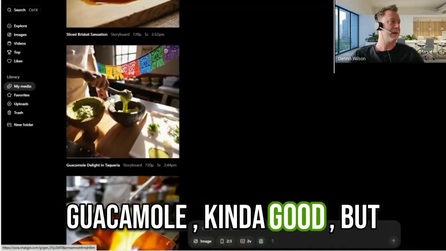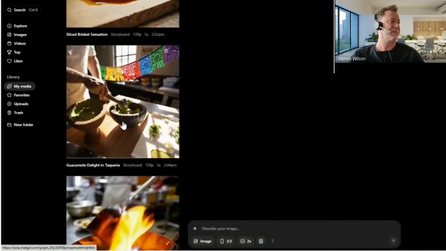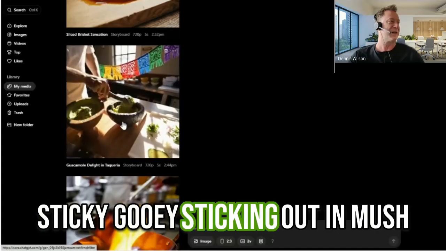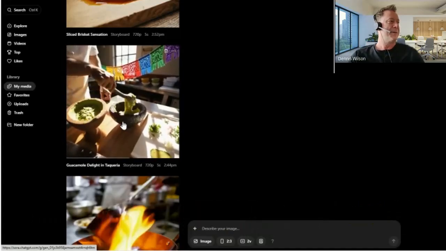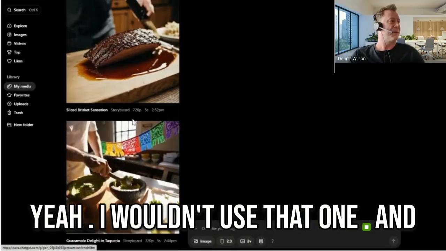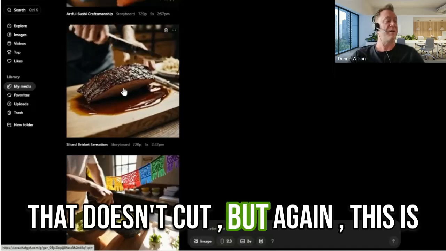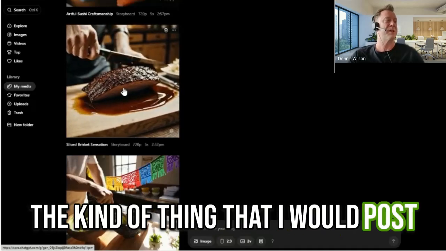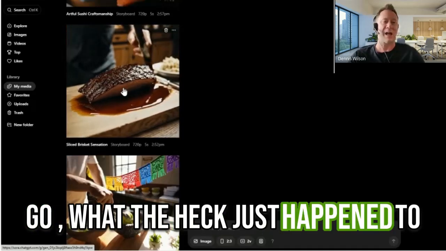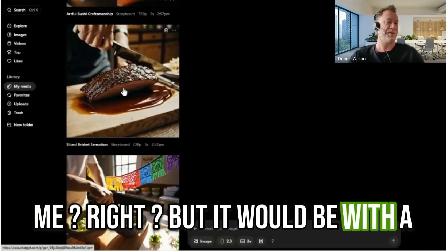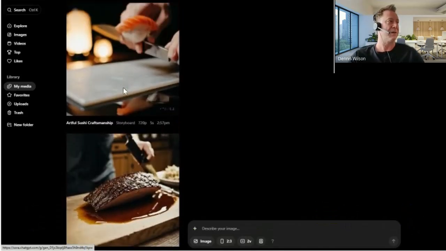And then I found that it did really good with wok style because that was just easy. Guacamole, kind of good, but somehow sticky, gooey, stick in mush. Just, yeah, I wouldn't use that one. And then we get the magic knife that doesn't cut, which again, this is the kind of thing that I would post because it's entertaining. People go, oh, what the hell just happened to me, right? But it would be with a funny description in place.